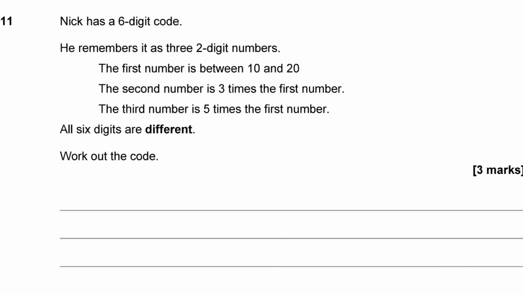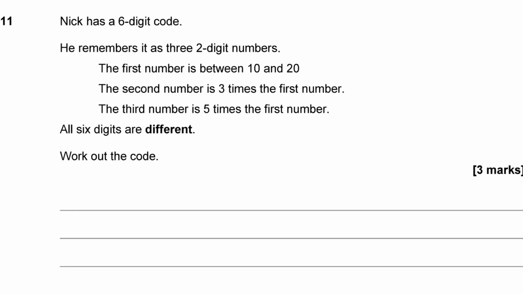Question 11. Nick has a 6-digit code. He remembers it as 3 2-digit numbers. Now the first number is between 10 and 20. The second number is 3 times the first number, and the third number is 5 times the first number. All 6 digits are different. Work out the code. Oh, this is a bit of a crazy fun question. And I think it's going to take a little bit of trial and error in order to work it out.